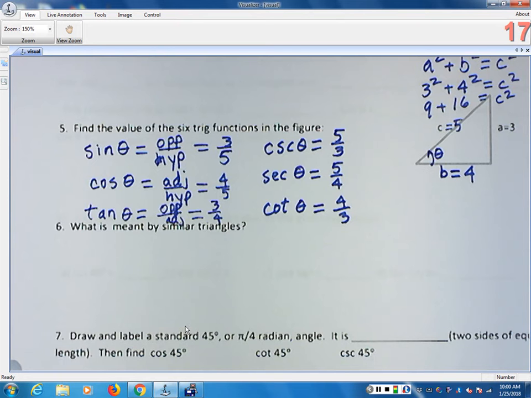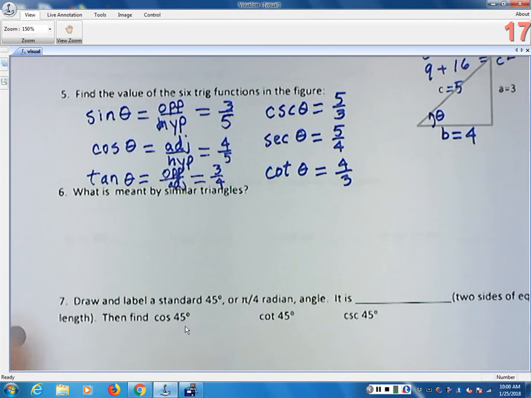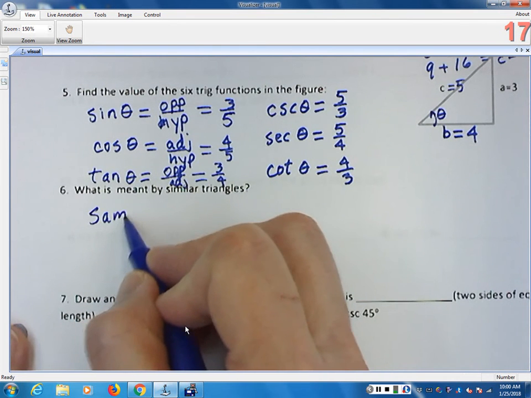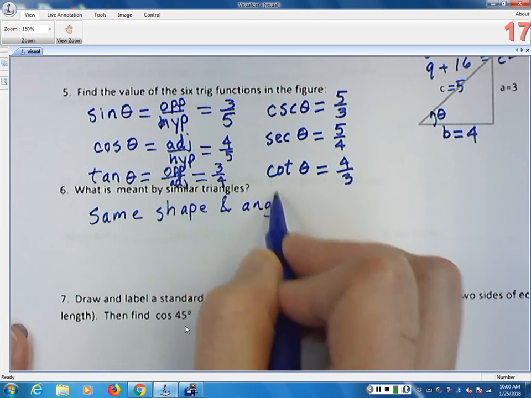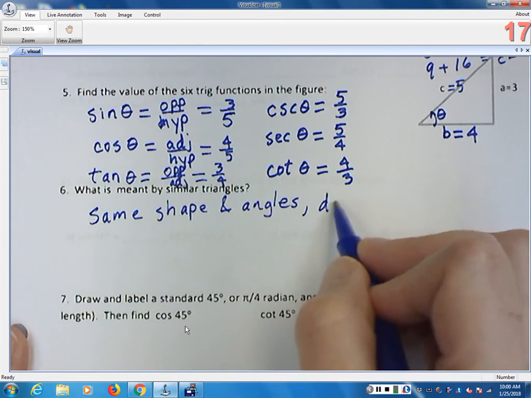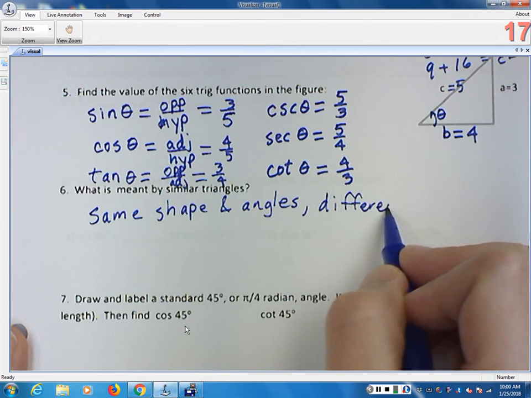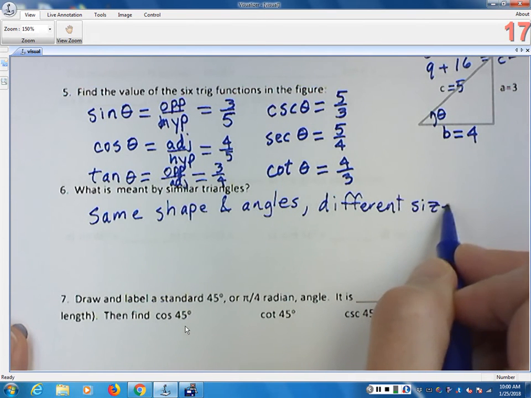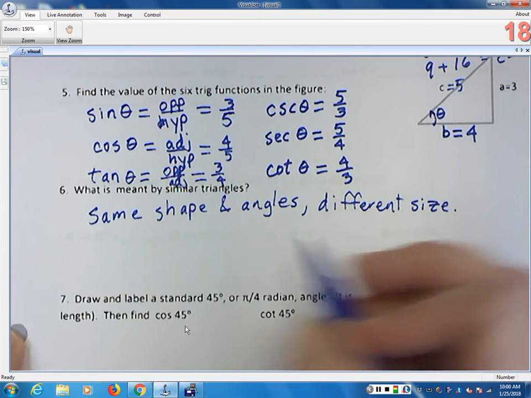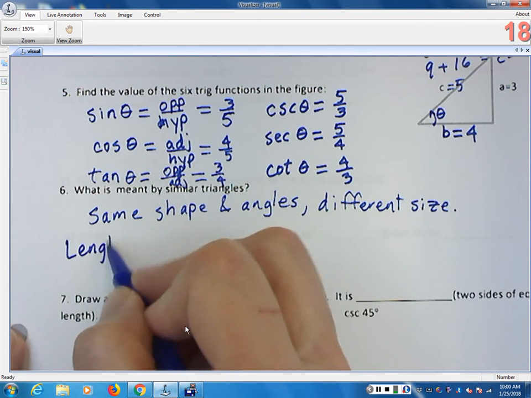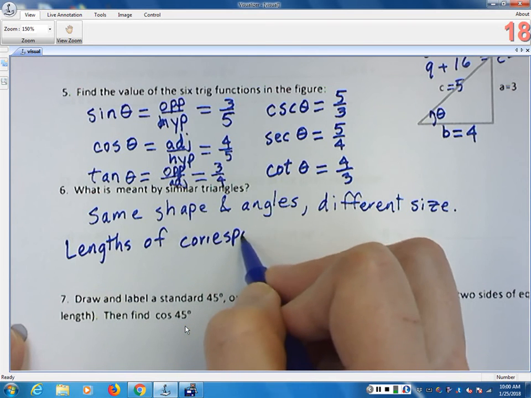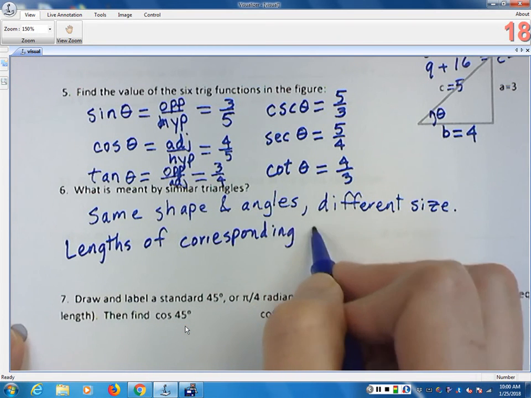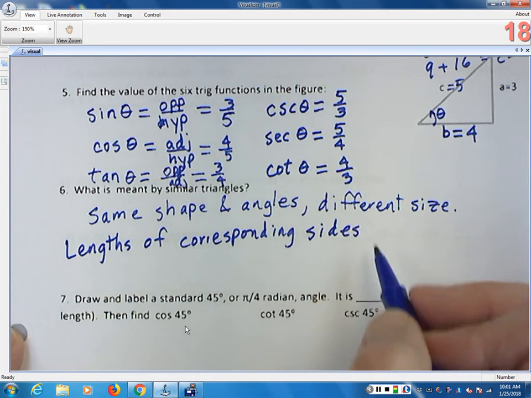Okay, and what is meant by similar triangles? For similar triangles, we have the same shape and angles, but different sides. The lengths of the corresponding sides are in the same ratio.